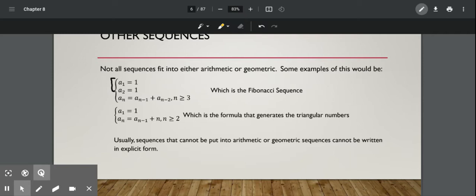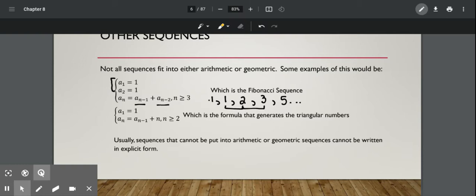So if we were writing out the Fibonacci sequence, we would say the first term is 1, the next term is 1, and then the next term is the one before it plus the one before that. So if you were to add the two before it, you would get 2. And then the next term would be 3 because we would do 1 plus 2. And then the next term would be 5 because we would do 2 and 3 and we would get 5. Right? So that would be your Fibonacci sequence.